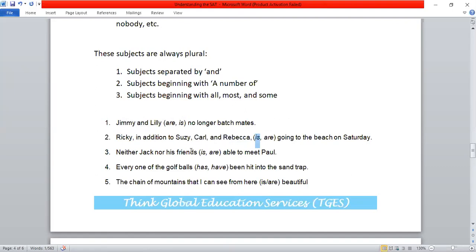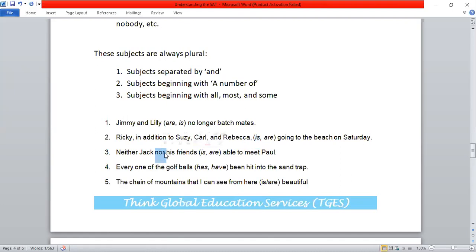Neither Jack nor his friends "is" or "are" able to meet Paul. So who's meeting Paul? This or this? If the friends are meeting, then you will say "are." If Jack is meeting, then you will say "is," right? So who's meeting? How do we know that? For this, I want you to make a note of it so you don't forget. It is important and many people do not know it.